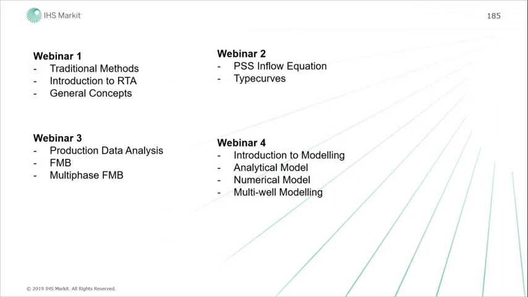So thank you for tuning into the last webinar of this series. In this series, we covered the fundamentals of rate transient analysis. We started off by taking a look at the traditional methods of analysis and moved on to take a look at some RTA methods such as type curves and flowing material balance. We then finished by taking a look at modelling, both analytical, numerical, and multi-well modelling.